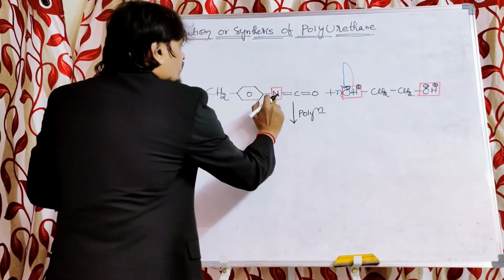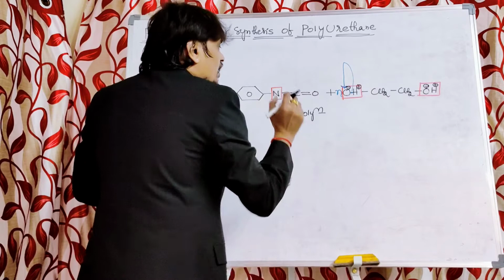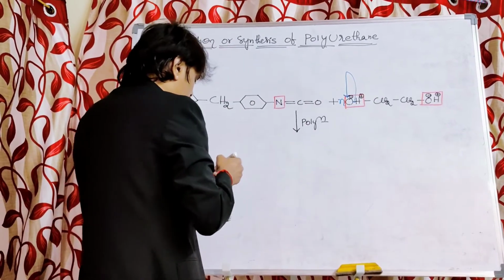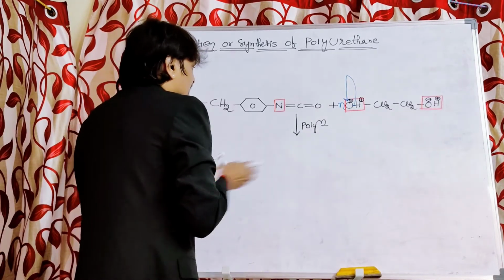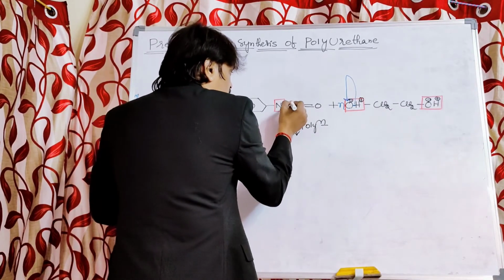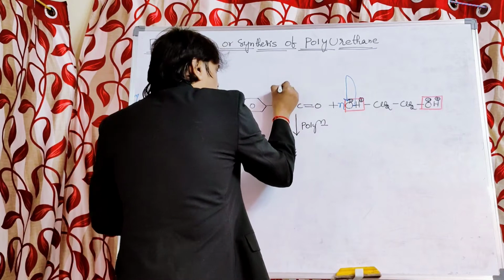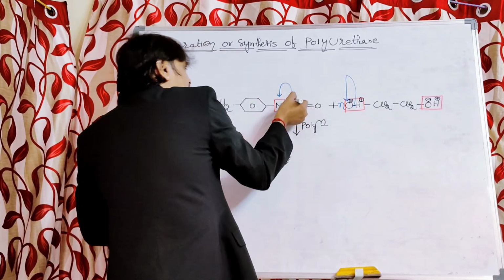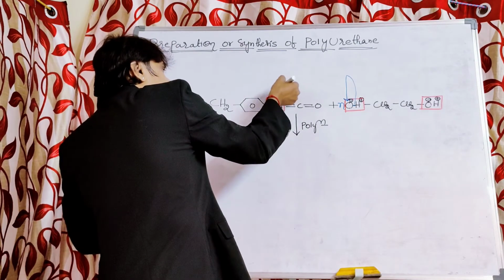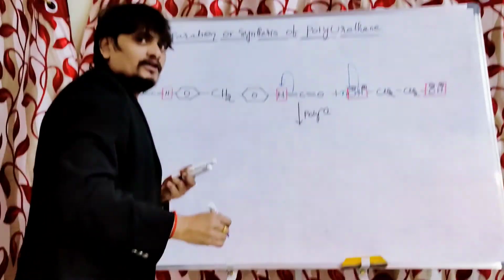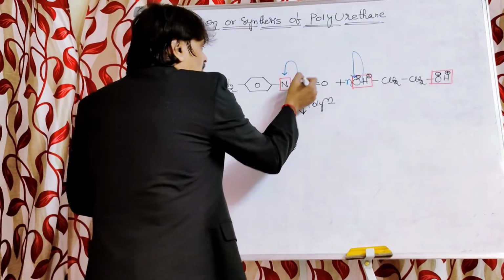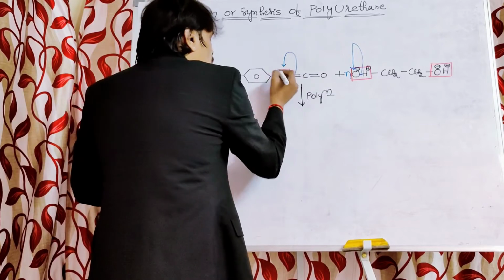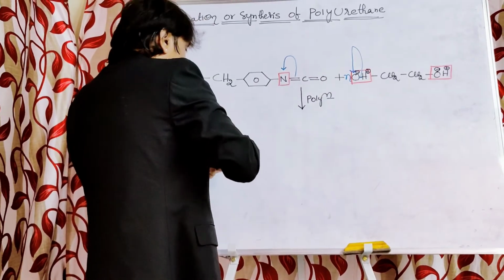Now, among the nitrogen and carbon, which is electronegative? Nitrogen is electronegative. So since nitrogen is electronegative, the pi electrons of the double bond will move towards this nitrogen. That is, the double bond is shifting towards the nitrogen, the pi electrons are shifting towards the nitrogen. So nitrogen will get the negative charge.